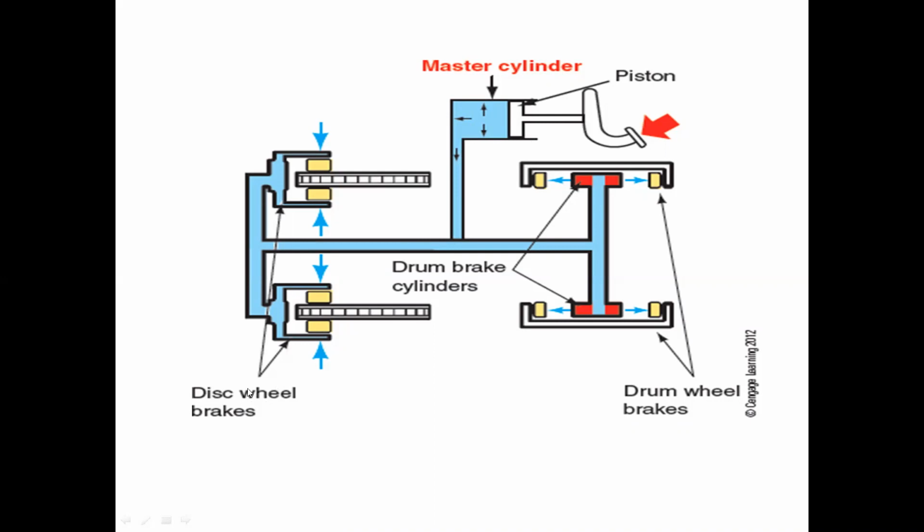Okay, there are disc wheel brakes and drum wheel brakes. So we are using disc brakes and drum brakes. In the disc brakes and drum brakes, the fluid is passed through the pipelines. Both of these brakes are used in automobile vehicles, that is, disc brakes and drum brakes.